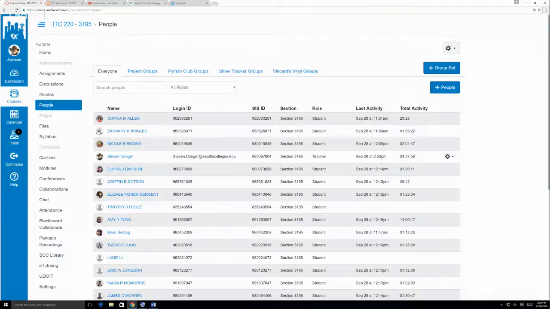There should be the other one too. Is it down at the bottom? Oh, yeah. Do the Vincent's Vinyl one, not the Python and not the Show Tracker. Show Tracker is for NoSQL and the Python is for MySQL. So the Vincent's Vinyl one.